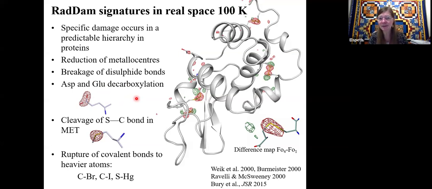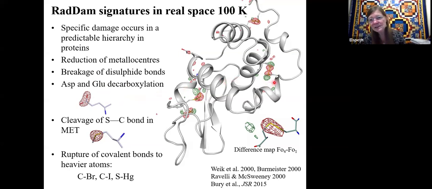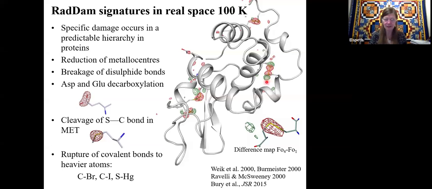still at 100 Kelvin. Now, when I learned about quantum mechanical tunneling in my physics degree many years ago, I thought this is never going to be any use to me, but it turns out that this is exactly what's happening here. And up here, you can see exactly what I meant about the breakage of that disulfide bond and the two new positions that the sulfurs take up.